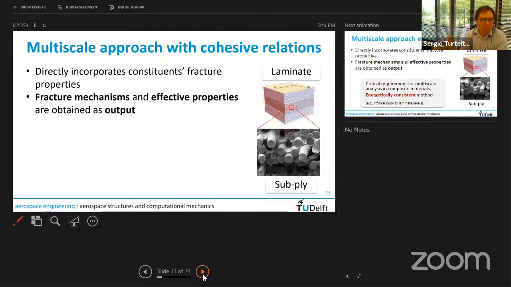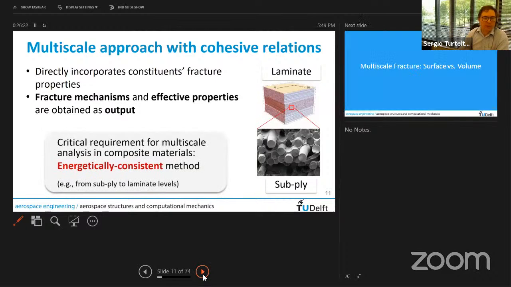One extremely important point, and I emphasize this because we discovered that it is quite important to be very careful with this. One important requirement is that as we connect the information from the lower scales to the larger scales, we really have to make sure that they are energetically consistent. So I will put it in red letters here. It's a critical requirement. We really have to make sure of this.